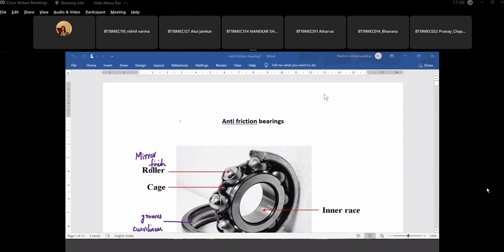Rollers are used to reduce friction. Rollers have a surface finish, therefore anti-friction.